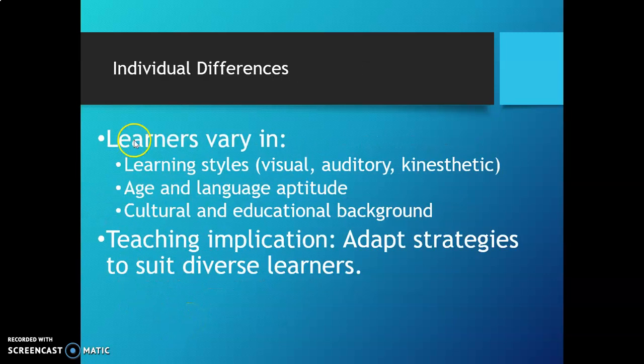And we should keep in mind individual differences of the learners, because learners can vary in learning styles, age and language aptitude, cultural and educational background. So we should adapt strategies to suit diverse learner styles.